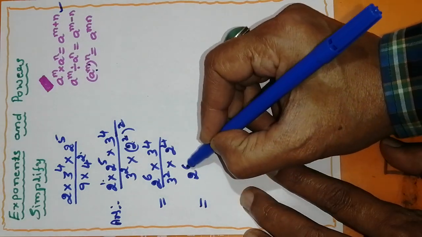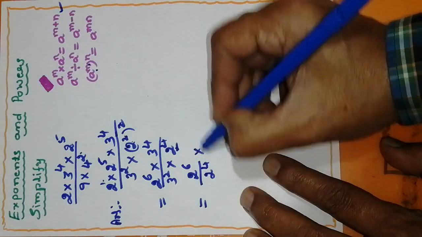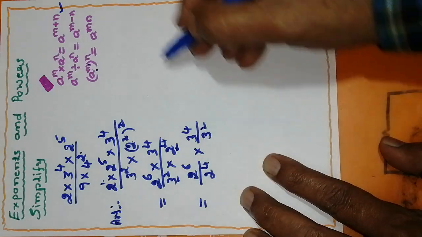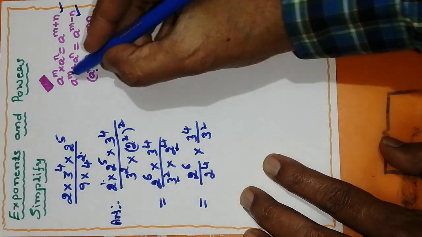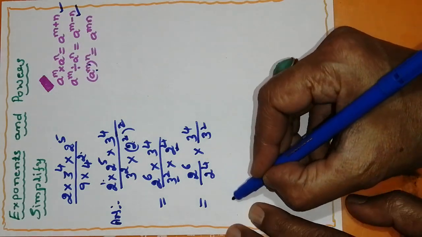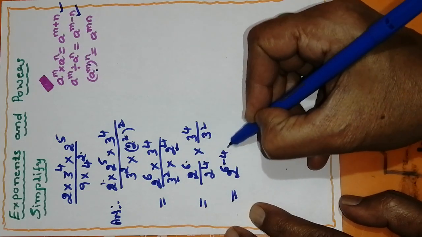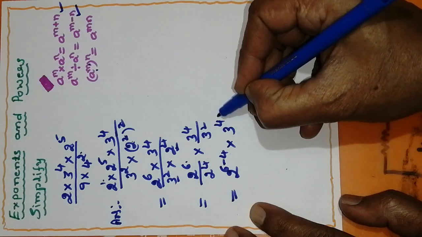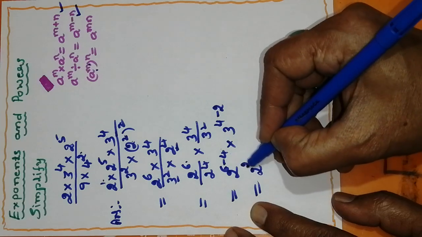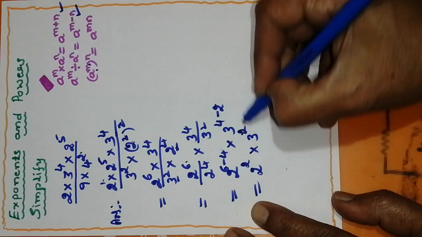2 to the power of 6 divided by this 2 to the power of 4 into 3 to the power of 4 divided by 3 square. Now use this law: a raised to m divided by a raised to n is equal to a raised to m minus n. This is equal to 2 to the power of 6 minus 4 into 3 to the power of 4 minus 2. 6 minus 4 is 2. 4 minus 2 is 2.